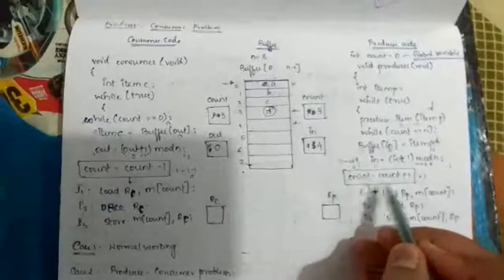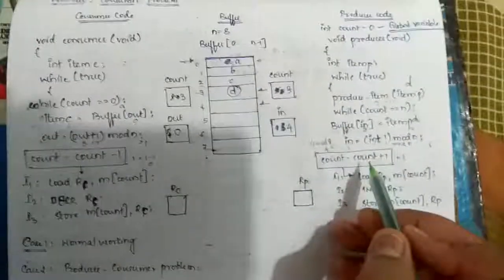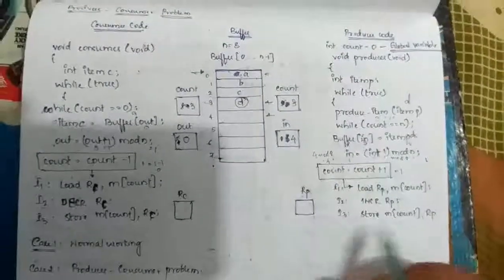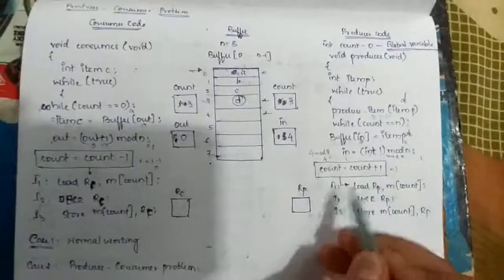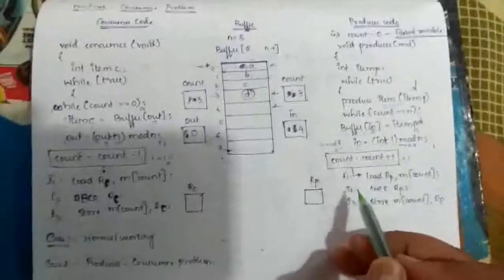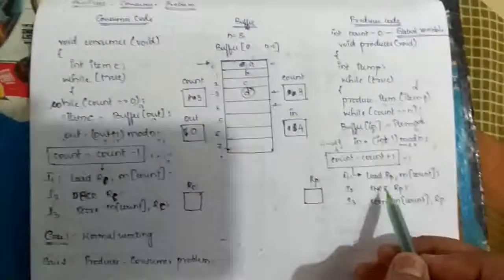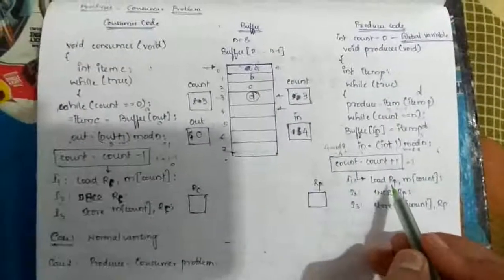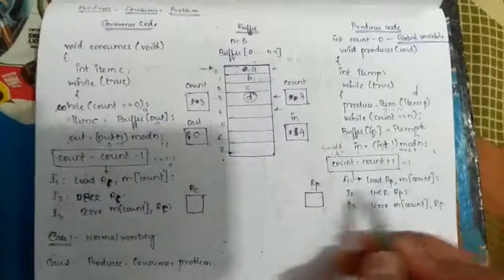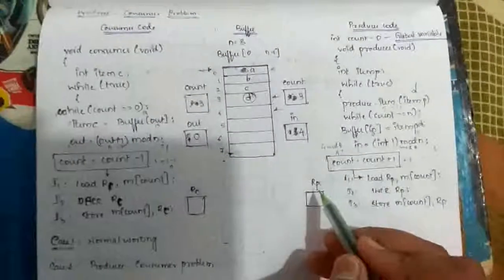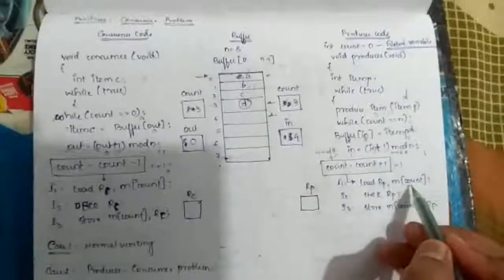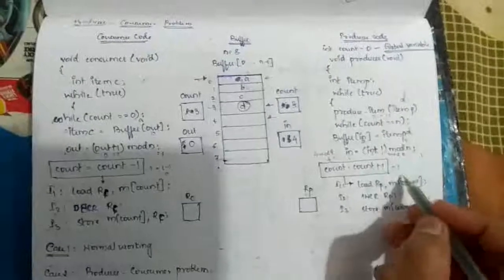When I execute this instruction, does it directly get executed? No. Any instruction in a computer system is converted into micro level instructions, and these are the micro level instructions for incrementing the count. Load rp, assume rp is a register for the producer, M of count. What is the count value here? The count value is 3.